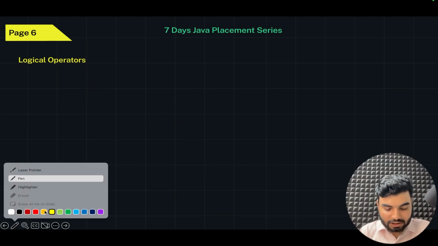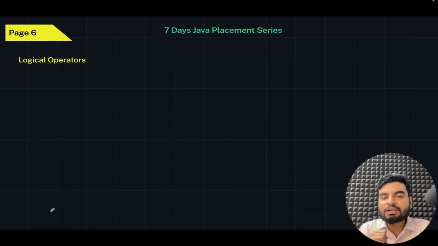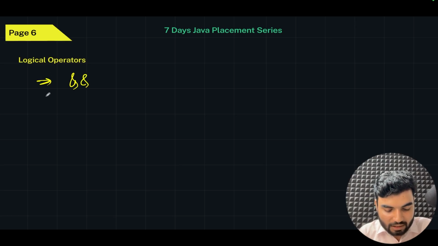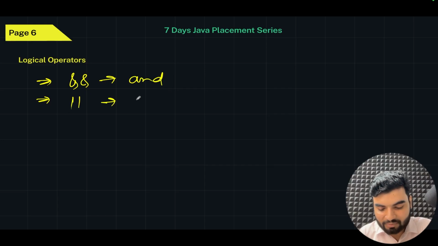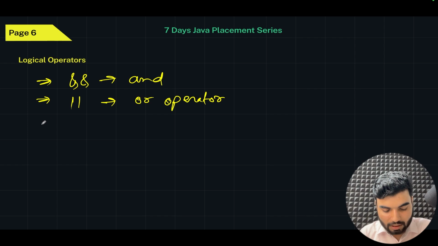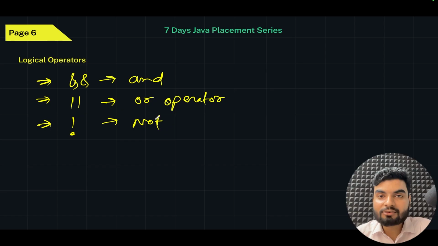Now you have logical operators. You remember the logic gates in 11th and 12th? A few people will say yes, I had AND gate, OR gate, NOT gate. You have the same thing here in the logical operators. Here you have the AND operator. This is OR, double pipe sign, the OR operator. Then you have the NOT operator. So how do these things work?